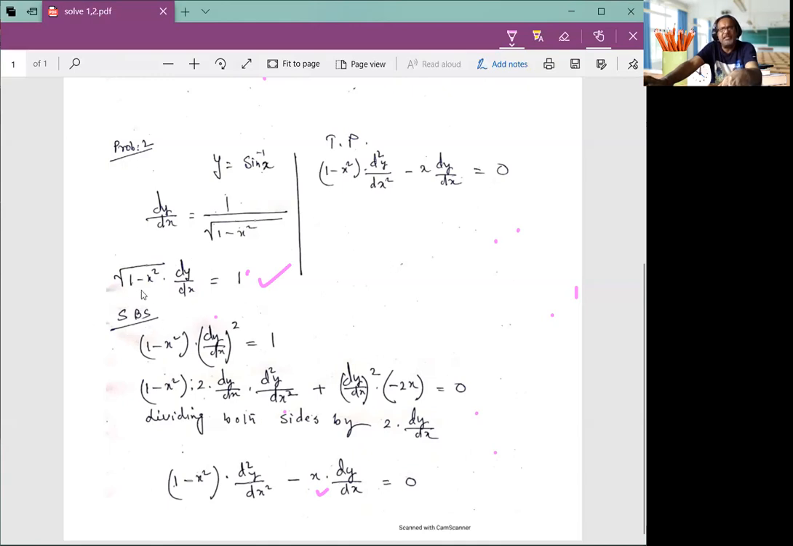When you see that there is some root, you must square it, and you should square on both sides. So this is 1 minus x square multiplied by dy dx whole square. When you are squaring, this root will vanish, and the right side will be 1 square, and that is 1. So now it is this line.